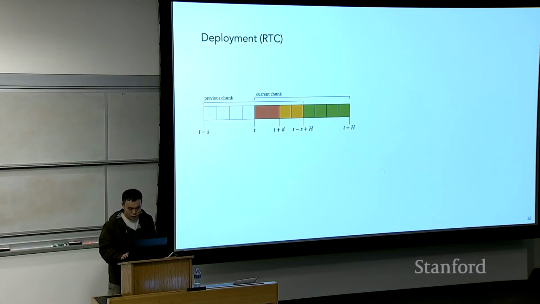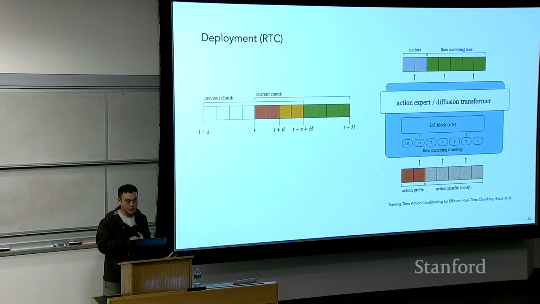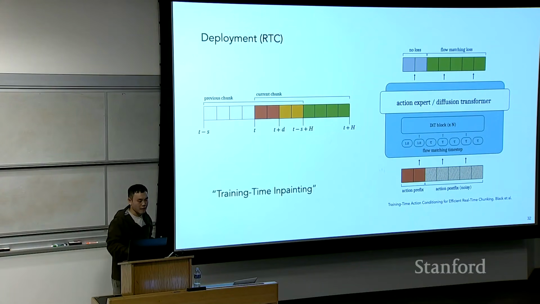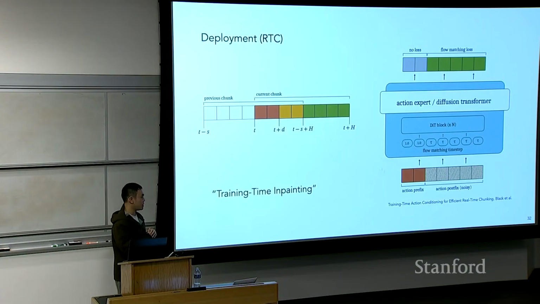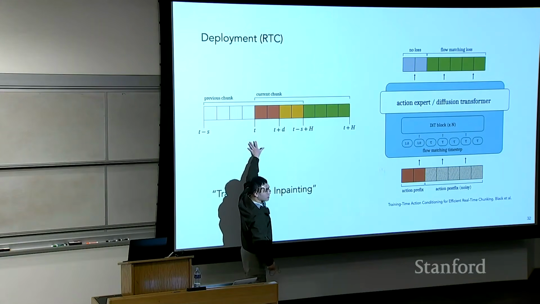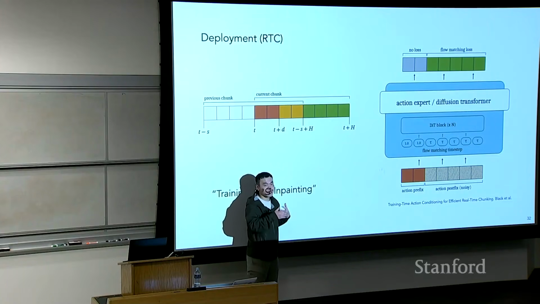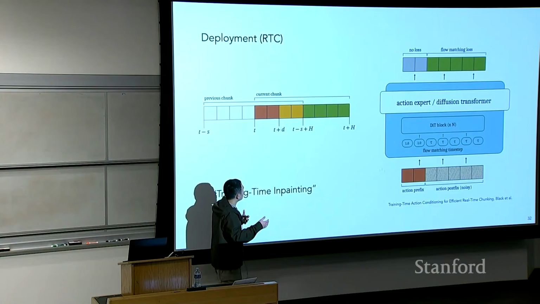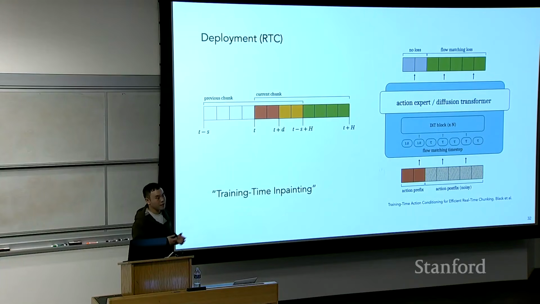To address this issue, in this paper called Training Time Action Conditioning for Efficient Real-Time Trunking, they come up with a solution called training time imprinting. Basically, they treat this problem as an imprinting problem. The idea is pretty straightforward. If we know the second part of the action from the previous trunk, and we can condition on it when we predict the second trunk, then we can more or less guide the prediction of the second trunk. So this is basically the idea.